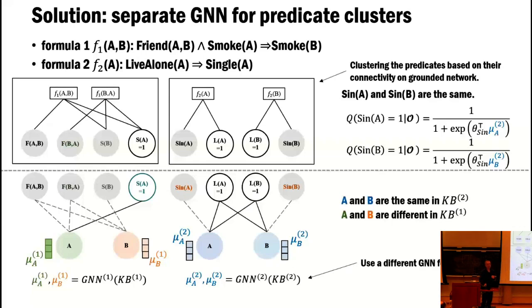So this is the case where in the Markov logic network, the variables are equivalent, but in the original knowledge base, they are not the same. So in this case, you have to cluster the predicates according to the formula, and then separate your knowledge base into two knowledge bases or more, and run a graph neural net in each individual one, and use those embeddings in each one to define the posterior distribution. Okay, this is one direction.